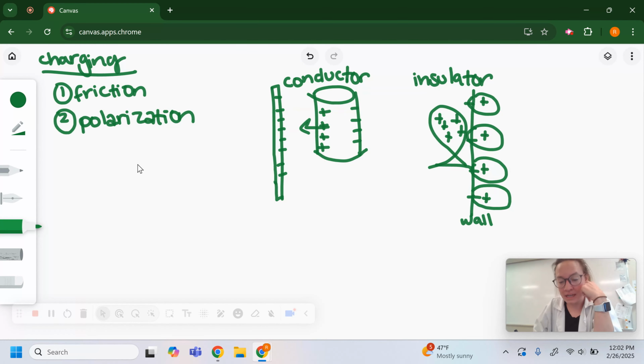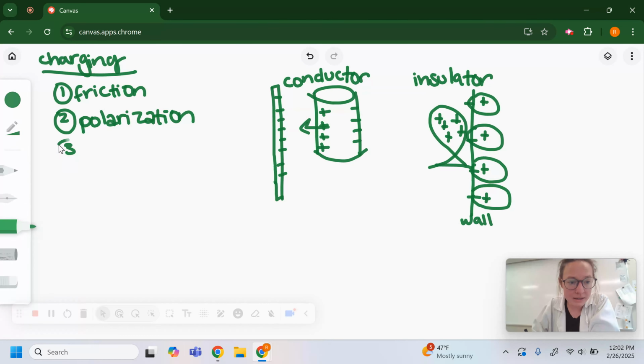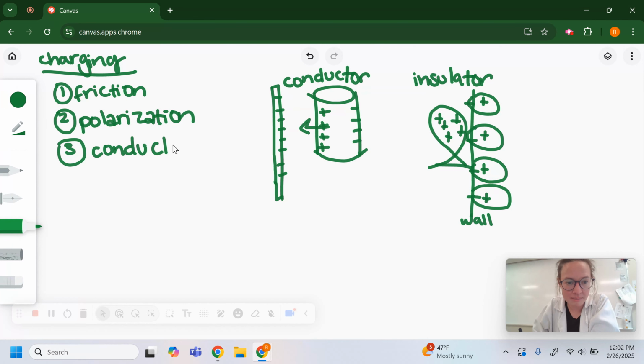That's a little bit on polarization. Now, once again, polarization is actually not really a form of charging because it's not actually changing the charge on the wall. It's not actually changing the charge on the aluminum can. It's just moving around the charges within. What actually is a form of charging, though, is charging by conduction, which is our next topic.